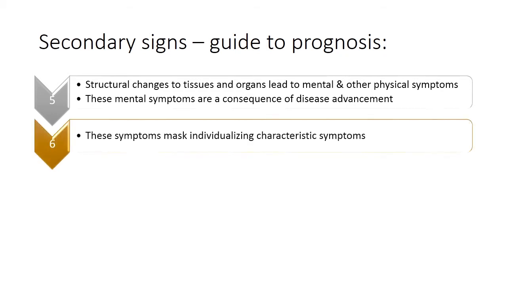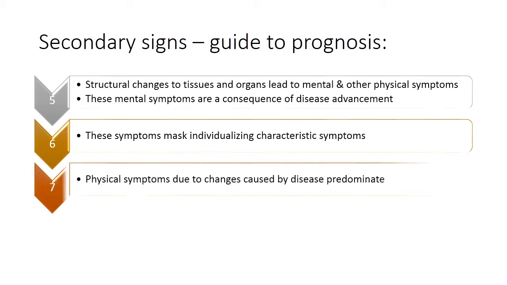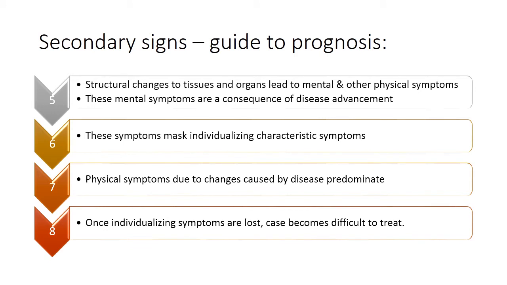Now these symptoms, the secondary signs and symptoms we are talking about, can mask the individualizing characteristic symptoms, because now they become symptoms that belong to the disease affected organs which have been changed structurally. Physical symptoms due to changes caused by disease now predominate the scene, and there are very few things which can help you to characterize that individual. This is a stage when it becomes very difficult to individualize on the basis of symptoms, and the case becomes difficult to treat.